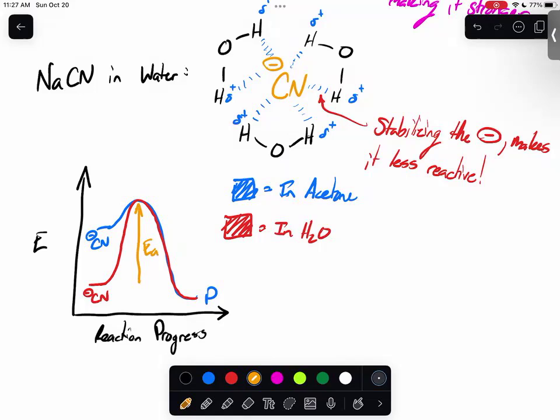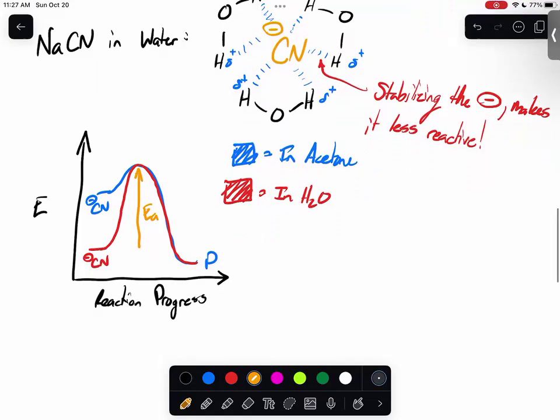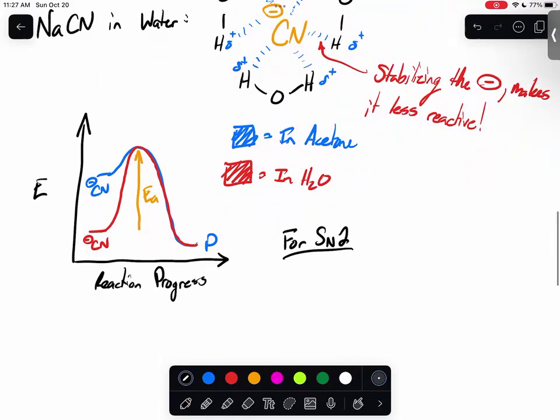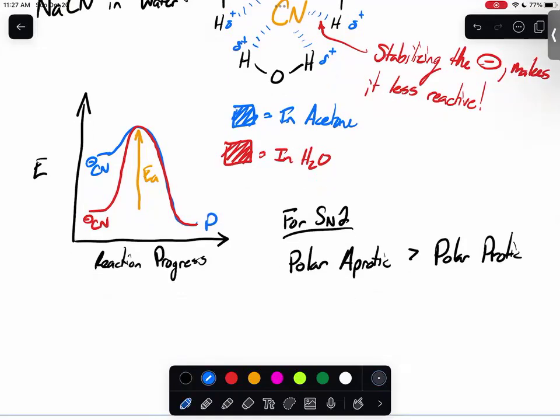And so what this means for SN2 is that polar aprotic solvents are going to be better than polar protic solvents, because in polar aprotic solvents we are making a more reactive nucleophile than we are in polar protic solvents, which give a less reactive nucleophile.